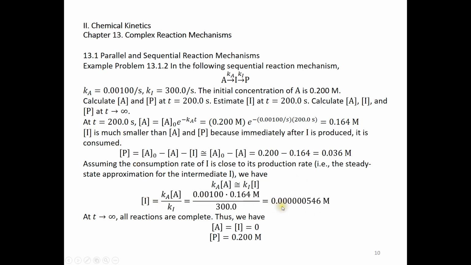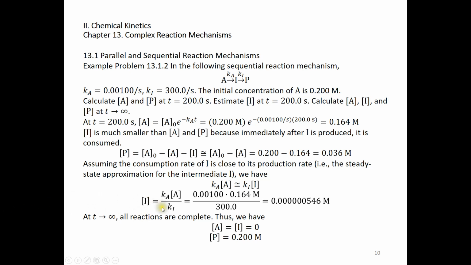It's 0.000000546. We have 7 zeros here, so we know the concentration of I is always extremely low. Why is it low? Because the first reaction is slow, the second reaction is fast. So it takes a long time to produce I, and then once I is produced, it's immediately consumed. Therefore, we cannot have a lot of I. The accumulation of I is extremely hard in the system. That's why it's extremely low. And also because of that, we can say dI/dt is also approximately 0.